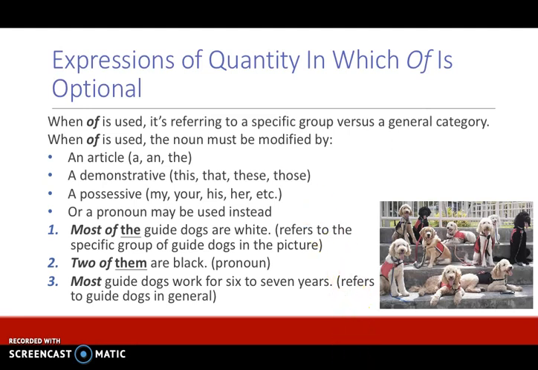Here are some example sentences. Most of the guide dogs are white. So in this case, when we're using of, we're referring to a specific group versus a general category. So in this case, it refers to the specific group of guide dogs that's in this picture. Most of these guide dogs are white. 2 of them are black. So this is an example of a sentence with a pronoun. So when there's a pronoun, we do not need a or the or demonstrative or possessive.